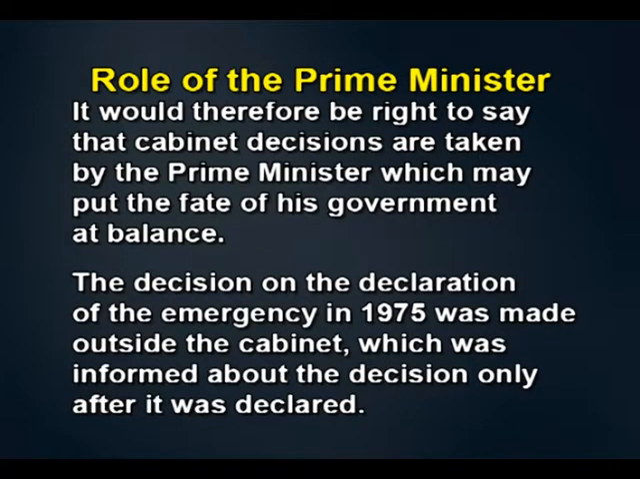The decision on the declaration of the emergency in 1975 was made outside the cabinet, which was informed about the decision only after it was declared. On the whole, it becomes difficult to assess the relative power of the Prime Minister within the cabinet.